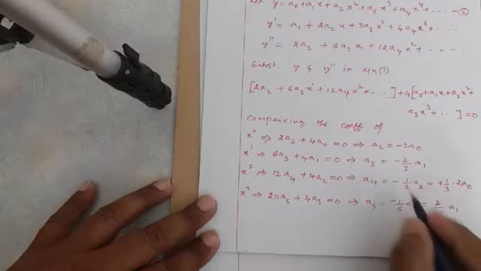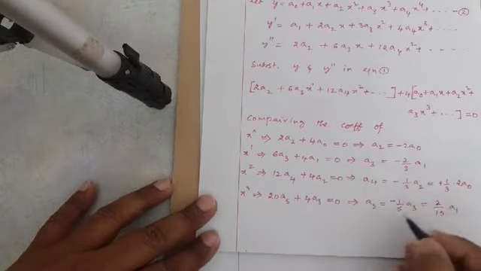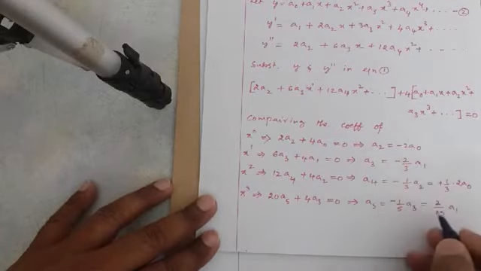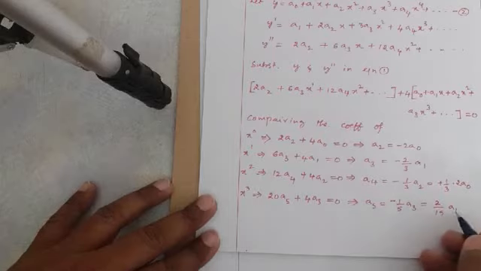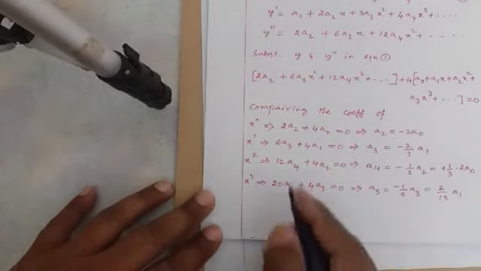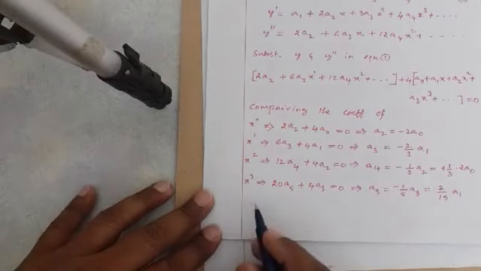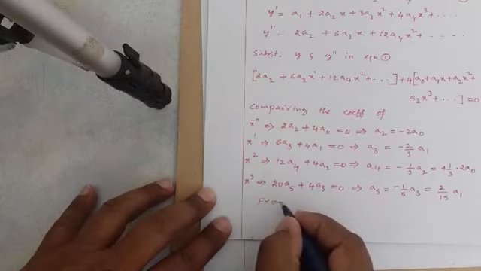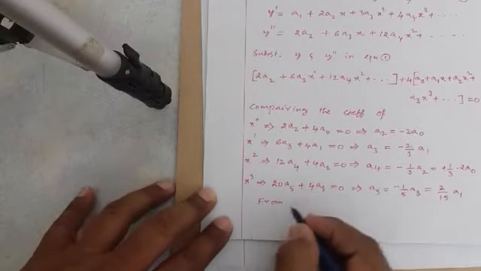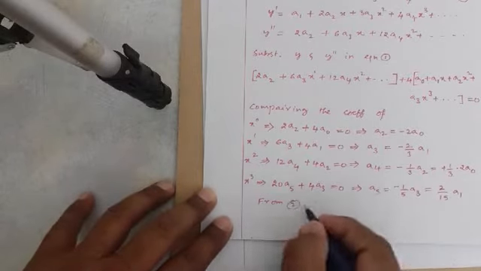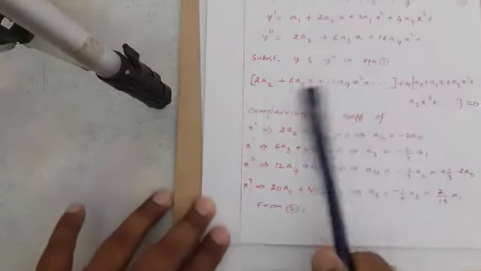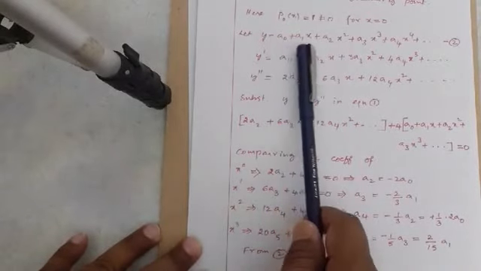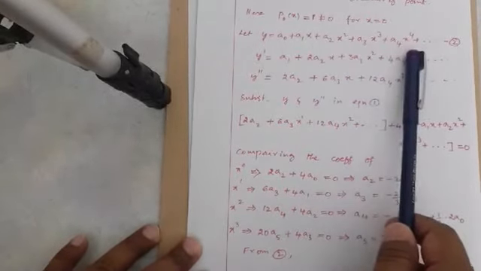When you substitute a3 is equal to minus 2 by 3 here, now here we have minus 1 by 5, minus 1 by 5 into minus 2 by 3 is nothing but 2 by 15 a1 you get. Now we got all the values x0, x1, x2, x3. So after this what we do, we substitute all this from 2. As I have told you, the solution of this equation is nothing but y is equal to a0 plus a1x plus a2x square plus a3x cube and so on.